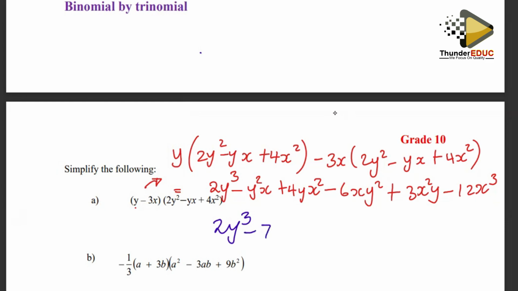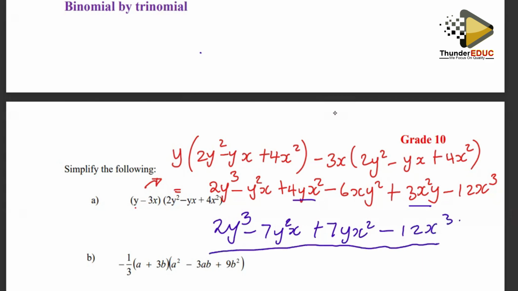Okay, negative 7y squared x. And then this and that is giving me a positive 7yx squared, and then minus 12x cubed. So this becomes our final answer.